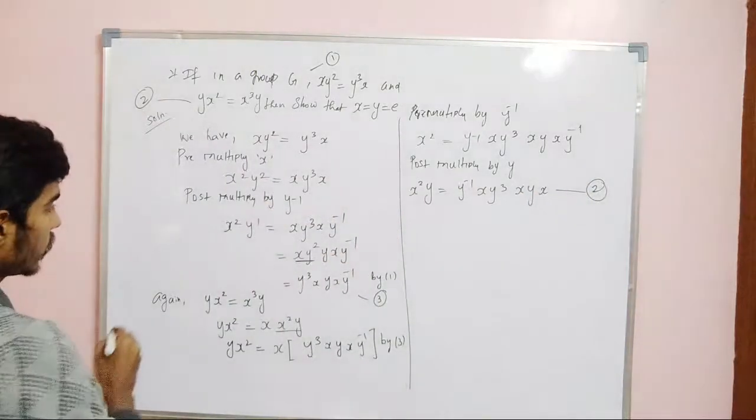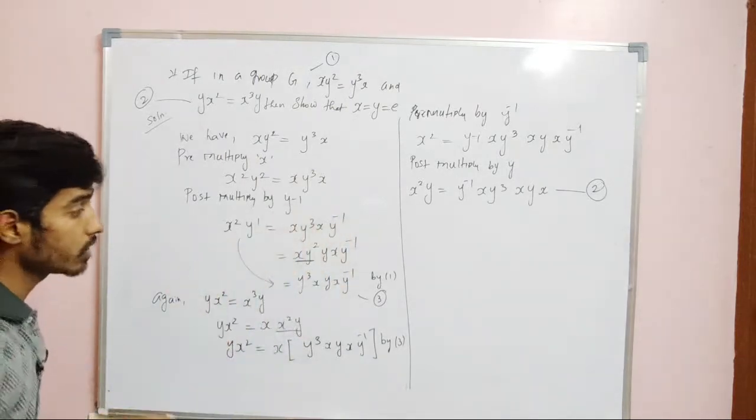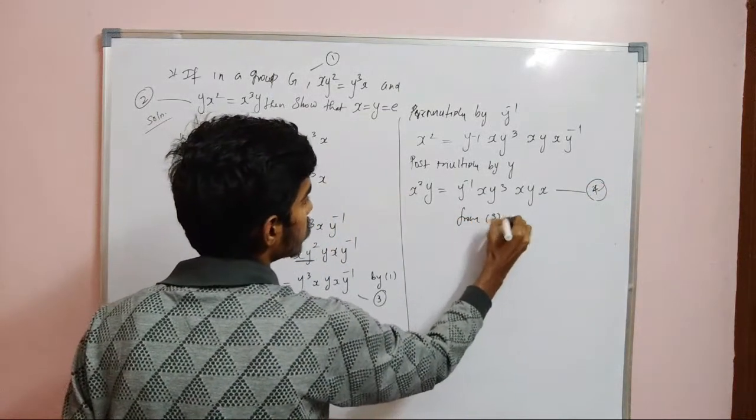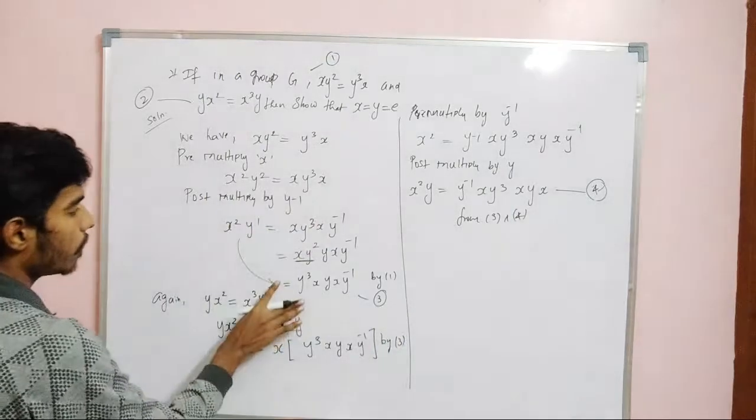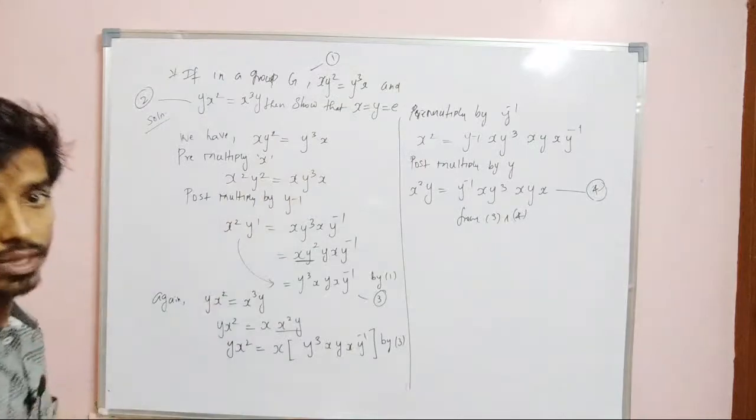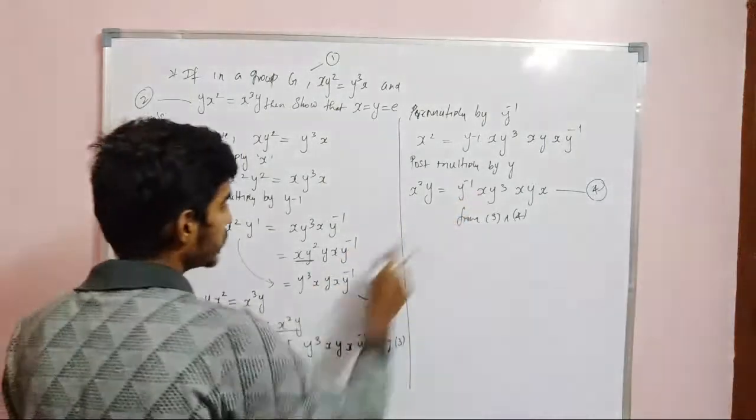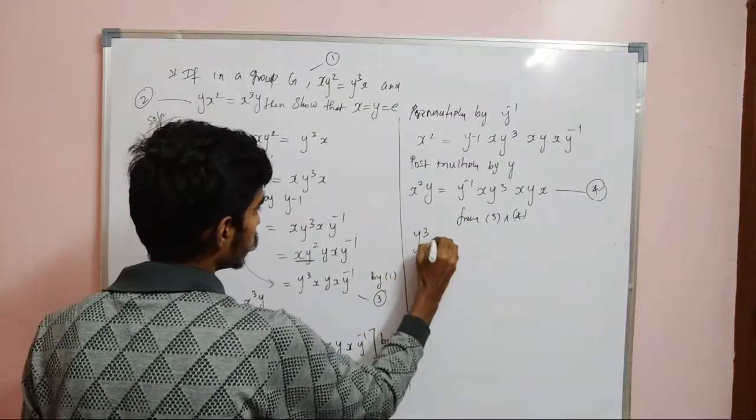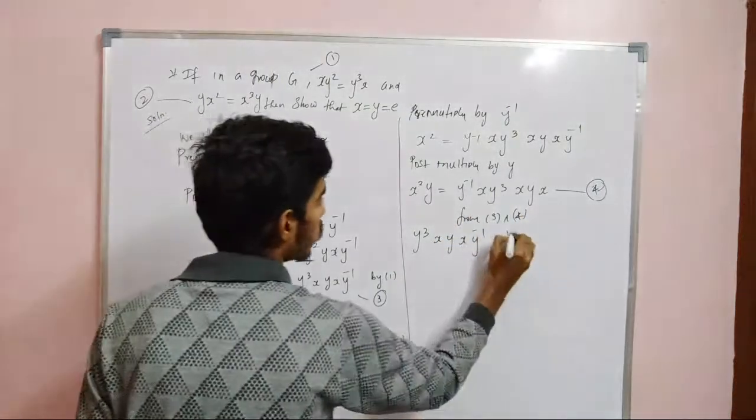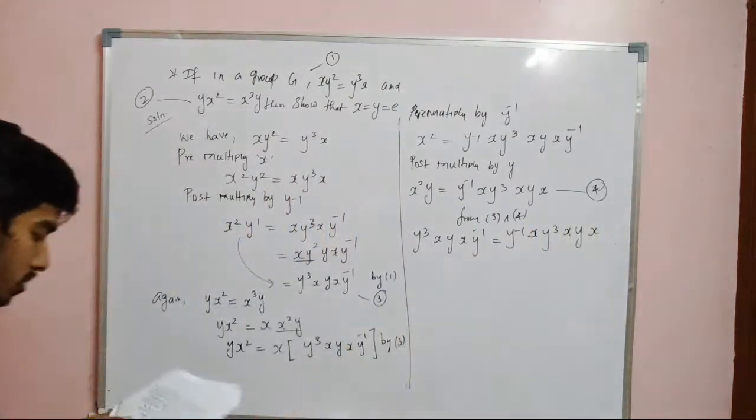You can see from the first relation I have found x square y, and from the second relation also I have found x square y. So I am going to combine, this is 4. So from 3 and 4, this is obtained by simplifying this term, and this is obtained by simplifying this term, and I am making the LHS to be x square y. So I can combine these two terms. So here it is y cube x y x y inverse, and here it is y inverse x y cube x y x.